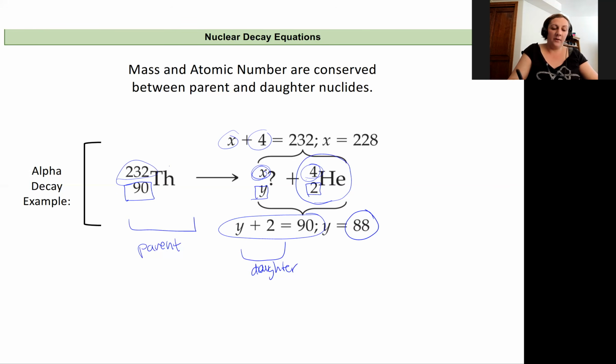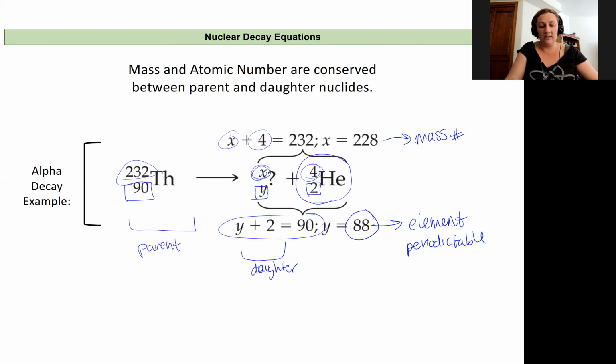And so now this 88 tells us the element that we produce. And so I'll find that on the periodic table. And this is the mass number that'll tell me the isotope that it is. So I can get more information about the number of neutrons that are actually in this isotope that forms.